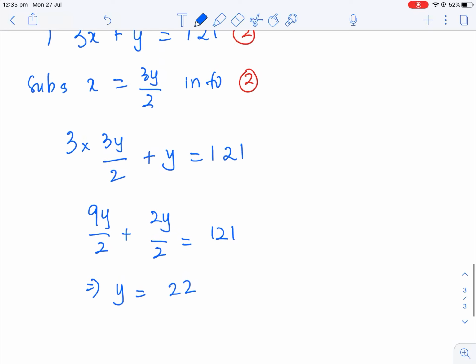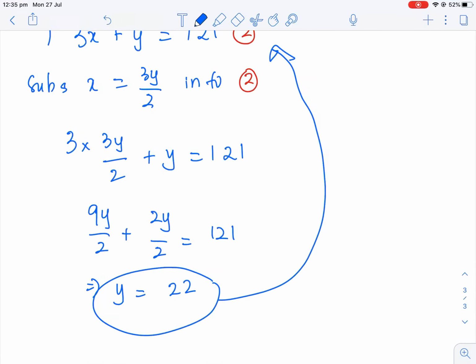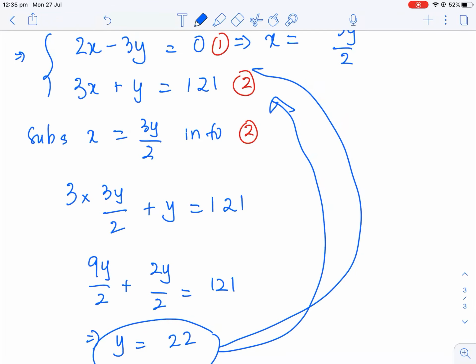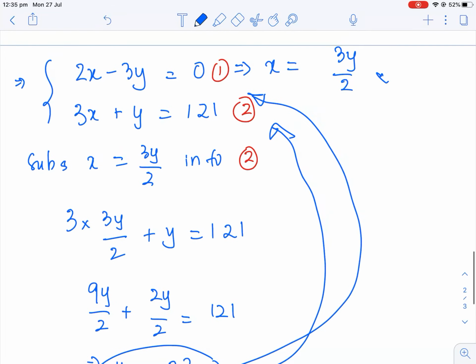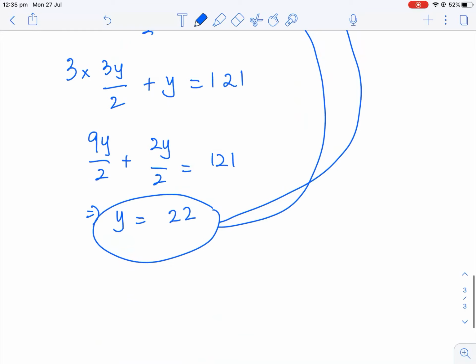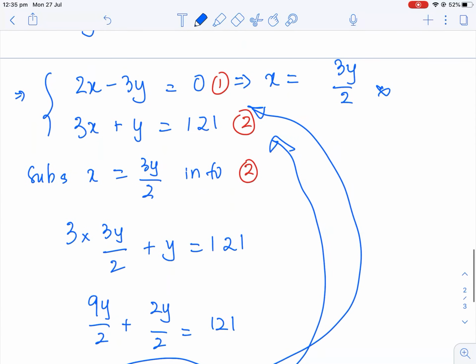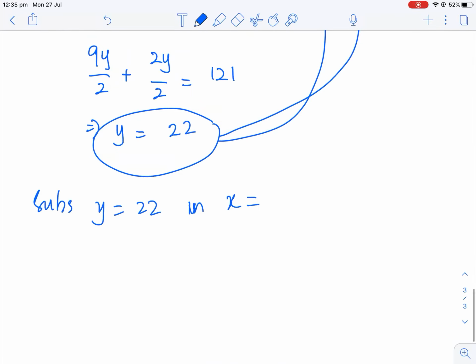When y equals 22, you're going to substitute back into equation 2 or equation 1 to find the value of x. So we're going to use y equals 22 in this equation: x equals 3y divided by 2. So it equals 33. X equals 33.